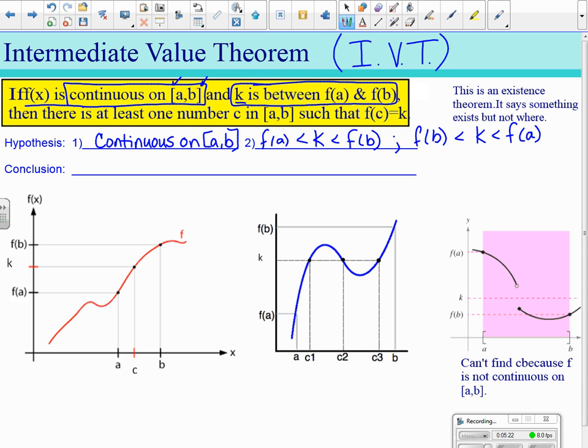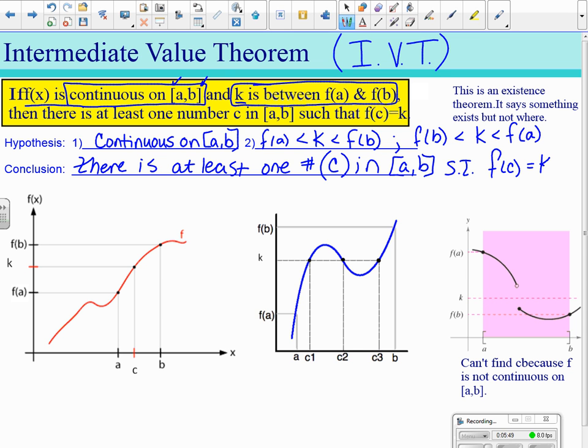The conclusion is then there's at least one number c in the closed interval. There is at least one, could be more, but at least one number, the c value, in the closed interval a to b such that, and that's what ST is going to stand for, such that f of c equals my k value that I was talking about. Well, what does this look like? I think a picture might help explain this theorem quite well. So I have this f function and I note that it is continuous on my interval from a to b.